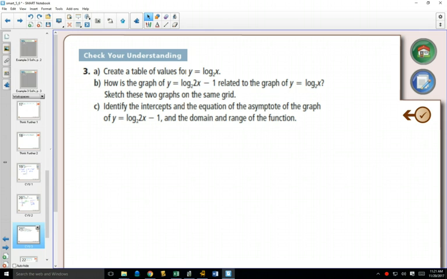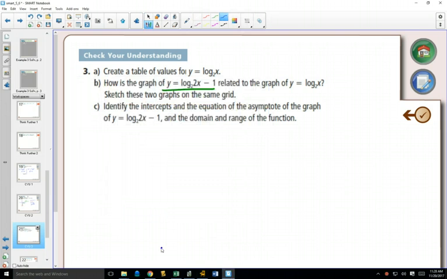And so what I would like you to do for this one is I want you to sketch log 2 of 2x minus 1 on your paper. We'll do this whole question, we'll do the table of values and the sketch, but I want you to try to sketch using transformations that graph first.